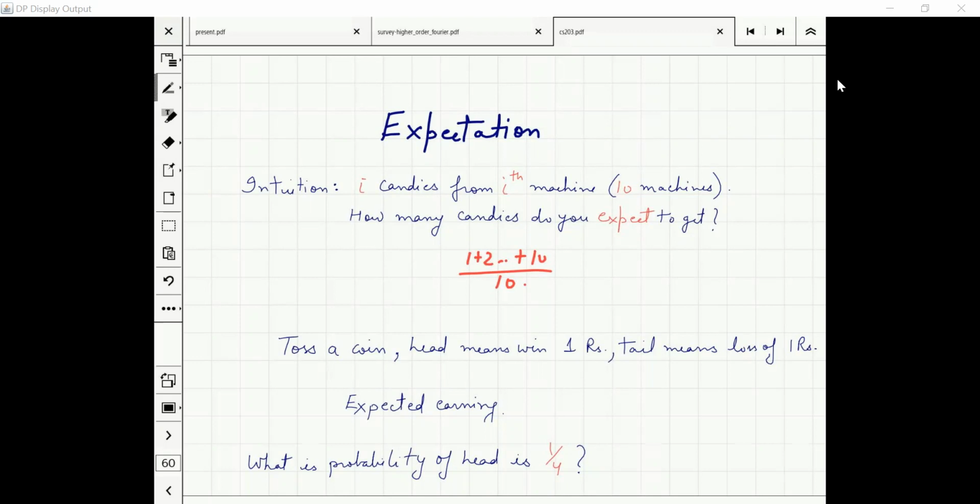Okay, good. So that is the idea, right? Intuitively, that is clear. That's how you would get 5.5. You would expect to get 5.5. Okay. Let's take a betting example. Whenever you have to make money, that motivates everyone.